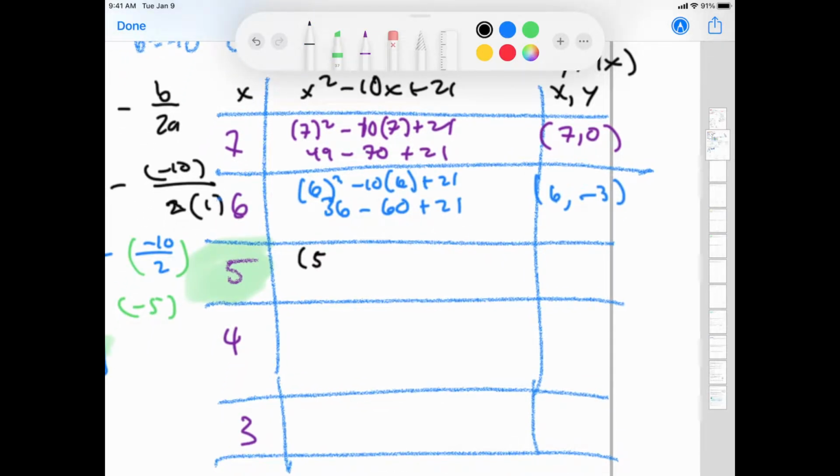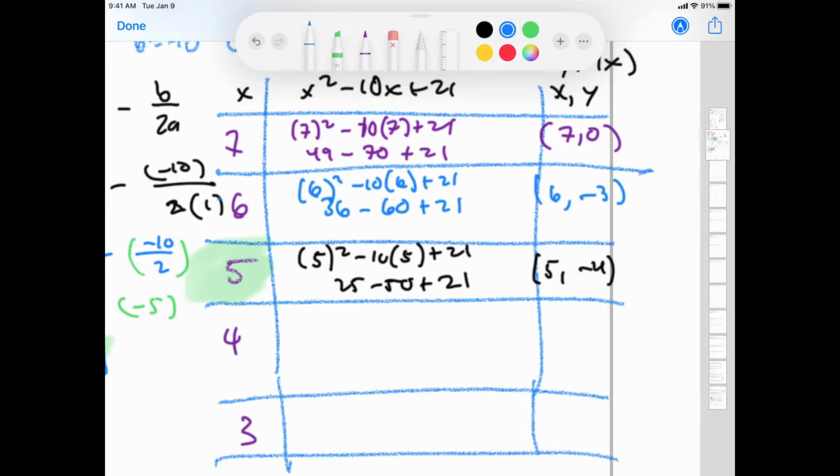Let's put in 5. 25 minus 50 plus 21. So that would be negative 25 plus 21, you gotta pay attention, gives me a negative 4.